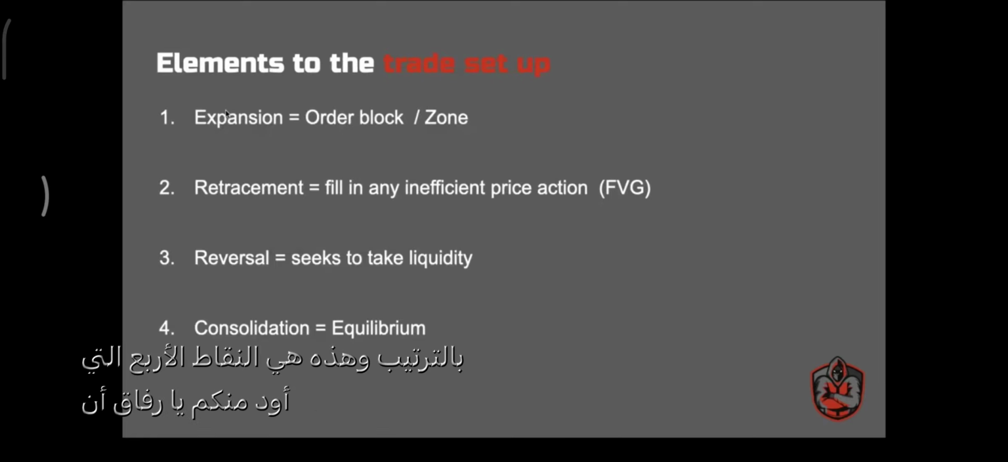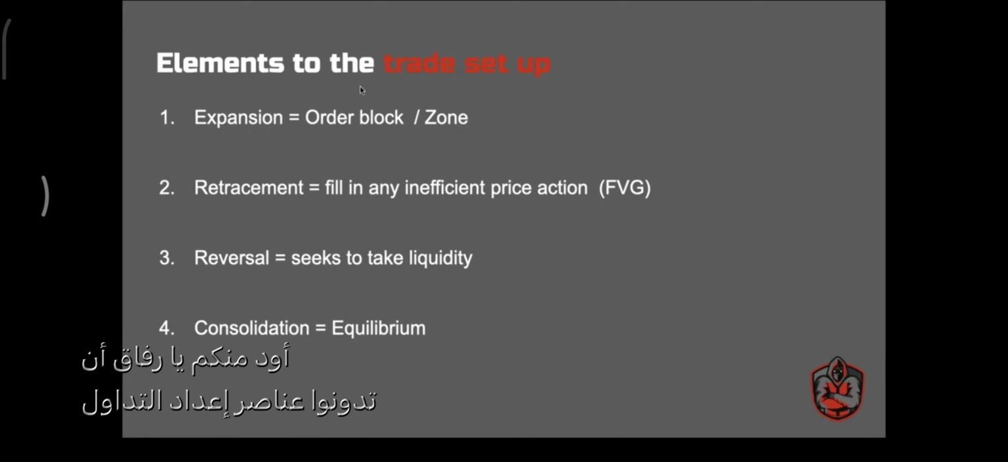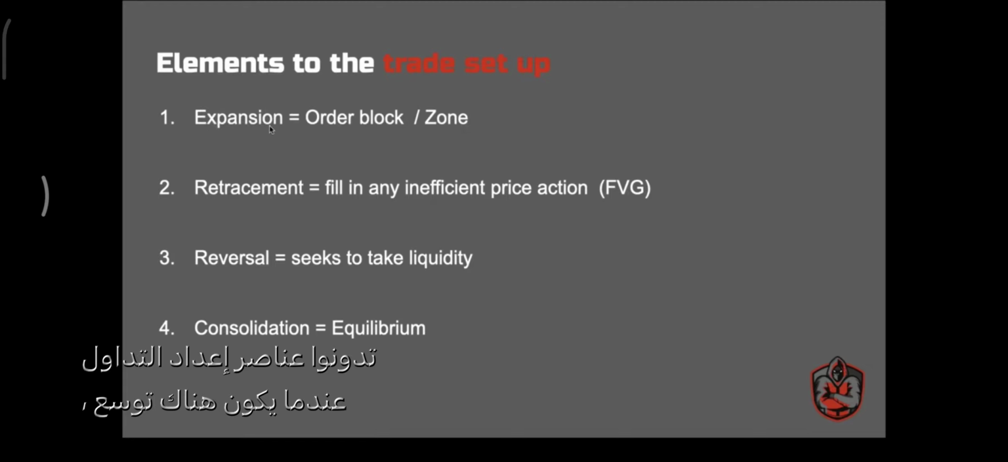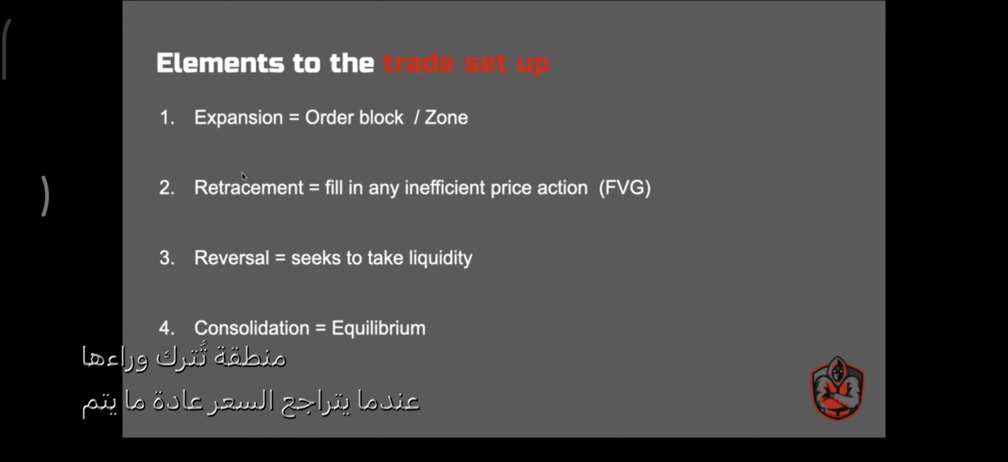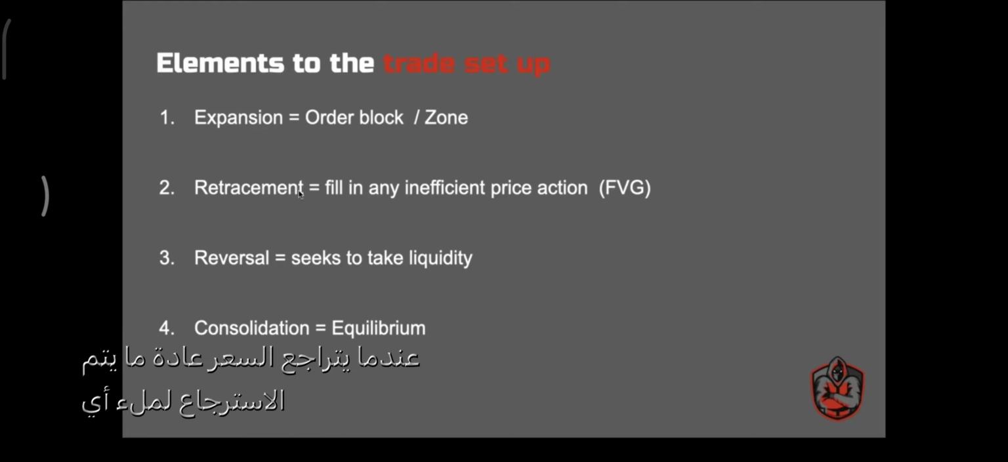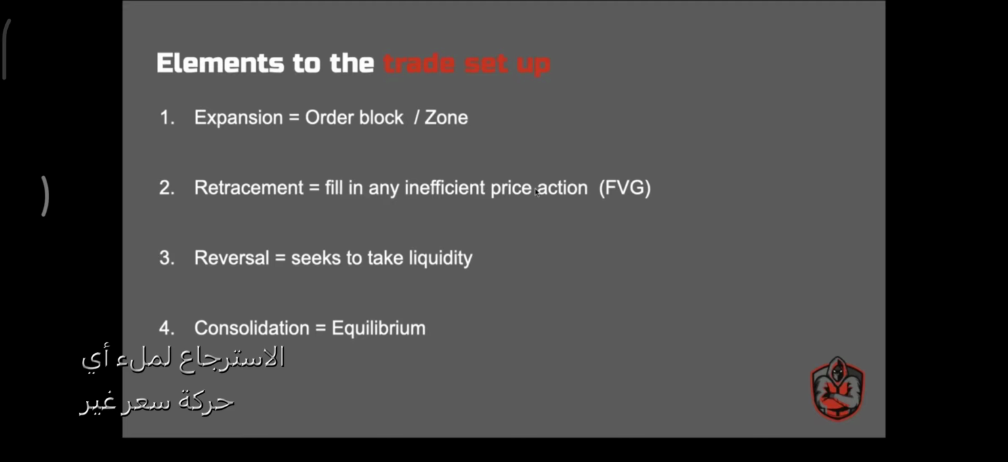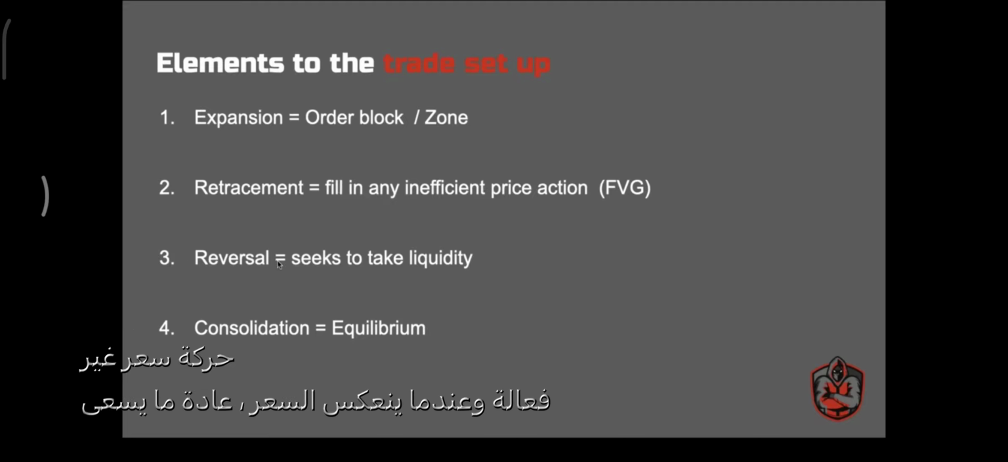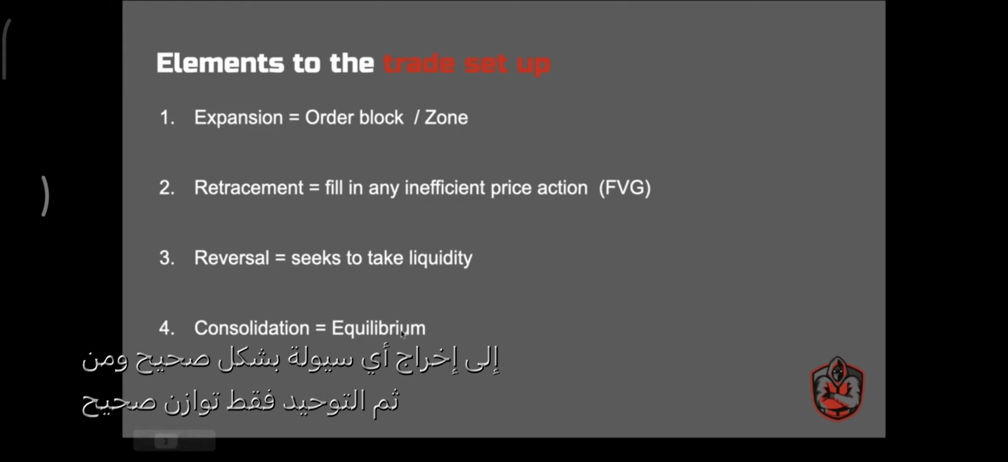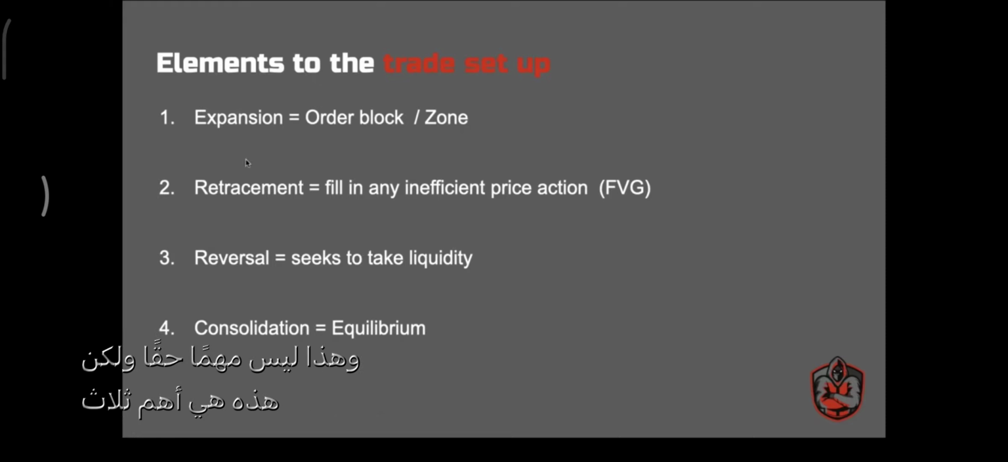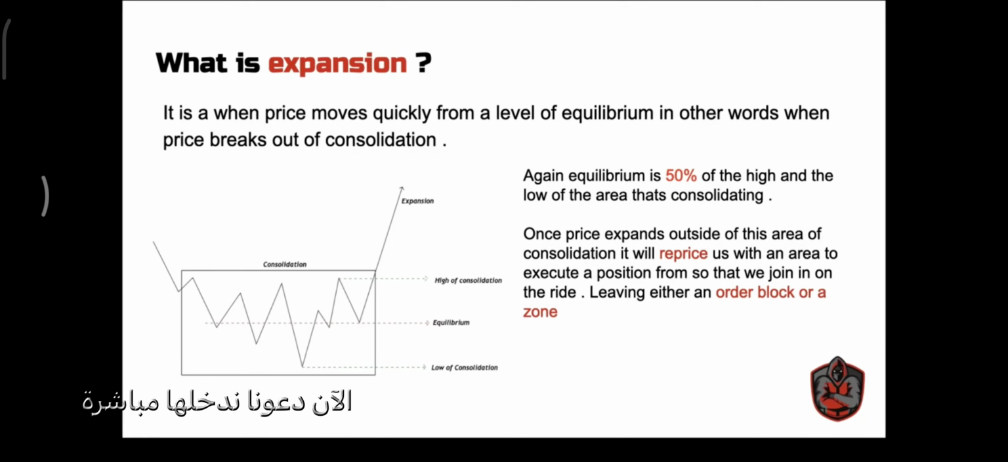And these are the 4 points I'd like you guys to write down: the elements of the trade setup. When there's an expansion, you'll notice an order block or a zone is left behind. When price is retracing, it is usually retracing to fill in any inefficient price action, and when price reverses, it usually seeks to take out any liquidity, right? And then consolidation, just write equilibrium. That's not really that important, but these are the 3 most important points I want you guys to note down. Now let's get straight into it.